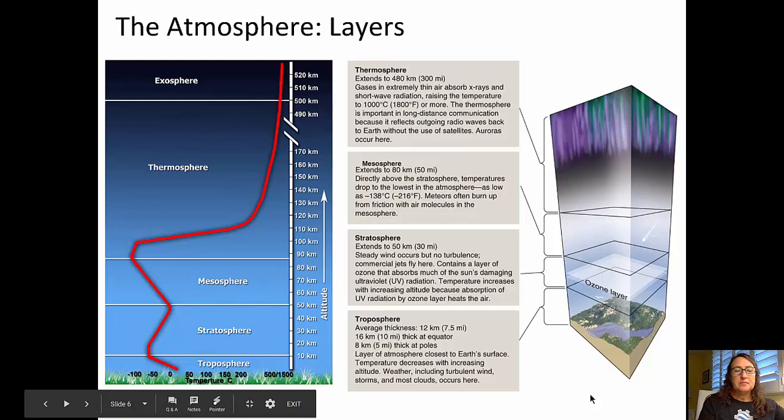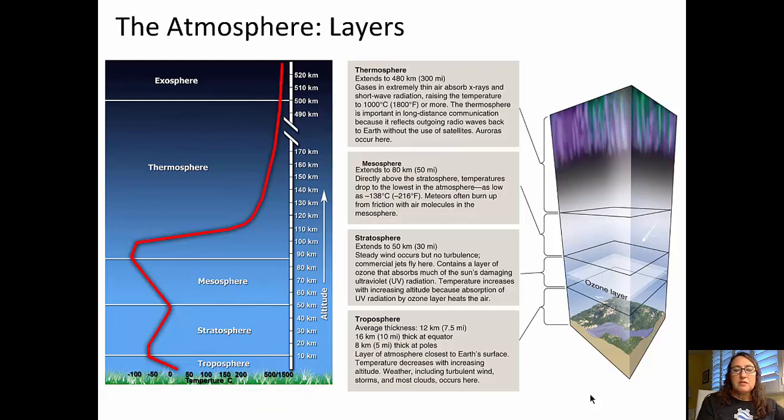Layers of the atmosphere. What we're most familiar with is the layer closest to Earth's surface, and that's the troposphere. It has an average thickness of about 12 kilometers, a little bit thicker at the equator than it is at the poles. And that's the atmosphere that has weather and winds and most of the clouds in it. Now, if you're going on a trip and you're flying in a plane, you might actually reach the top of the troposphere in that plane.